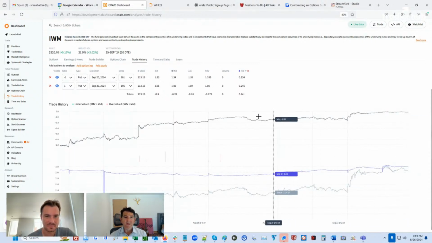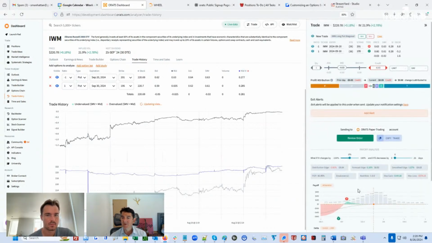The way that's going to happen is if it does go back down and approaches the 201 without going below it, then the September 20 will expire worthless, and then the September 30 will expire with still some time left, as we're seeing here.